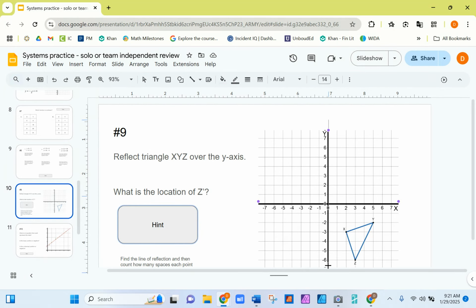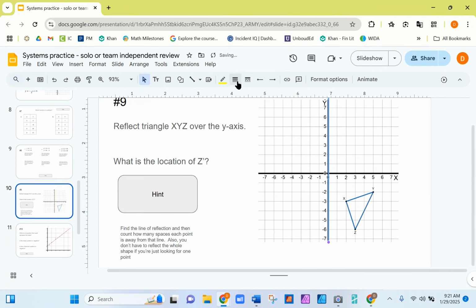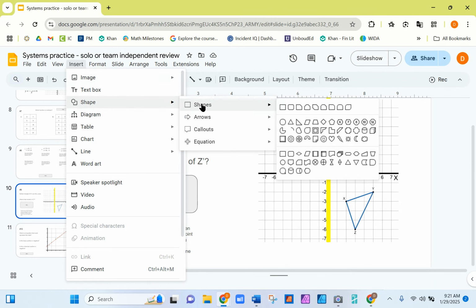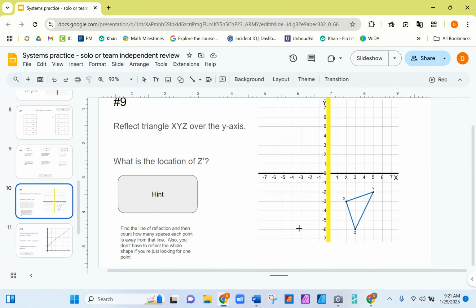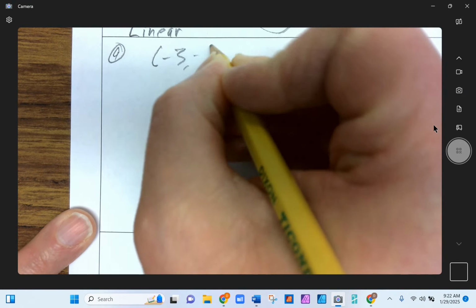So our line of reflection is right down the middle. Let me do that in yellow, right, so that's our line of reflection right there. Now z is 1, 2, 3 away. So z prime is going to be 1, 2, 3 right here. And then I'll do a little circle to represent that point for z prime. So it's -3, -6, okay? So our solution for number 9 is -3, -6.